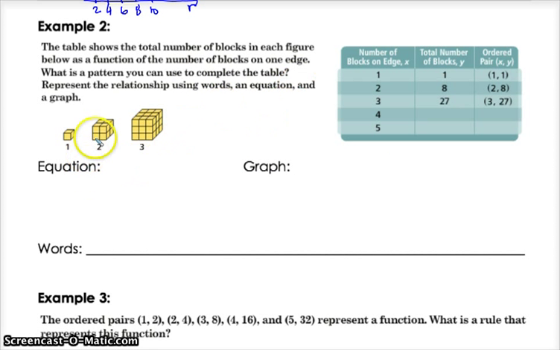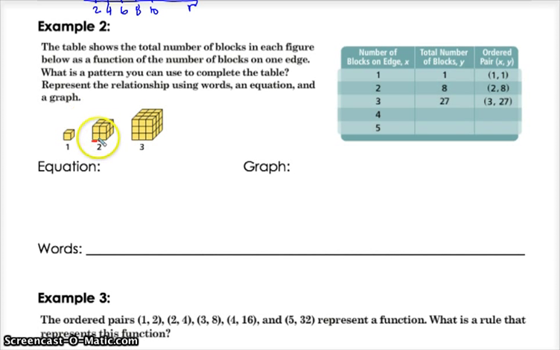All right, so we're looking at a set of cubes. So I've got one cube and I can see the total number of blocks, and then if I have 2 cubes on an edge, what's the number of blocks? And then if I have 3 cubes on an edge, what's the number of blocks? So I can look at the table. They've got us started. If I have 1 block on an edge, the total number of blocks is 1. If I have 2 blocks on an edge, I have now 8 total blocks, and if I have 3 blocks on an edge, I have a total of 27.